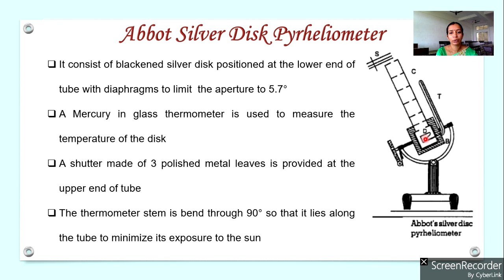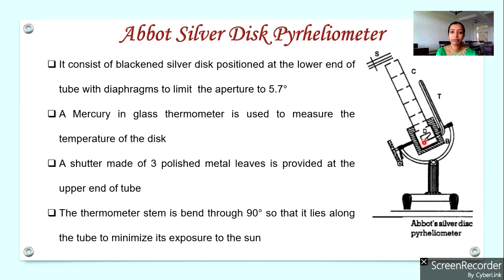So Abbot silver disc pyrheliometer, as the name indicates, will be having a silver disc placed at the bottom of a tube. This is coated with black color and the diaphragms limits the acceptance angle of this tube to 5.7 degree.